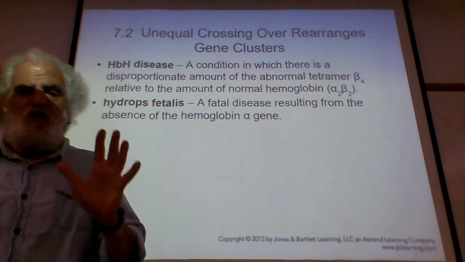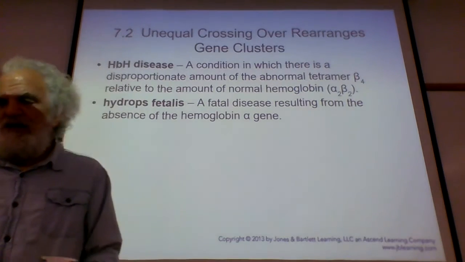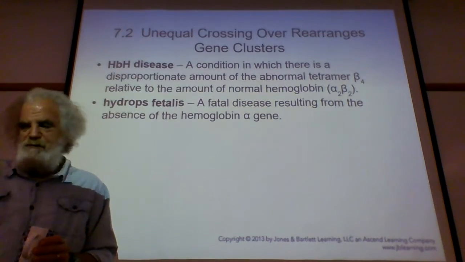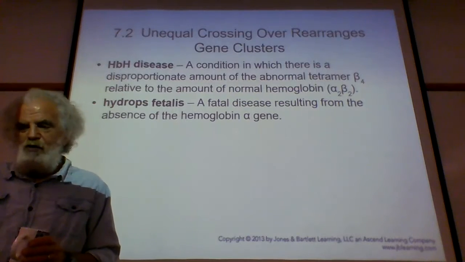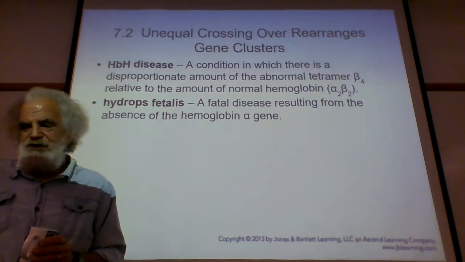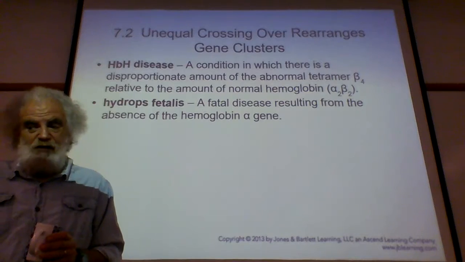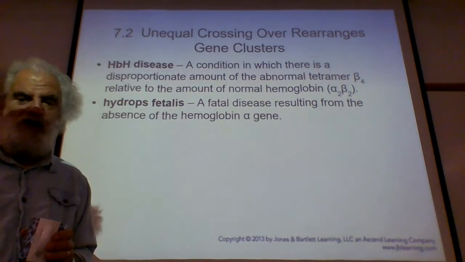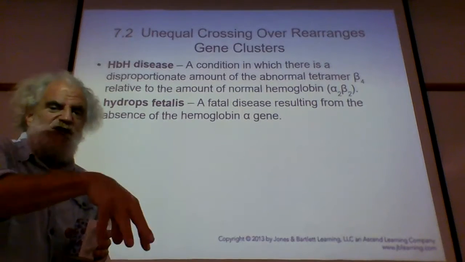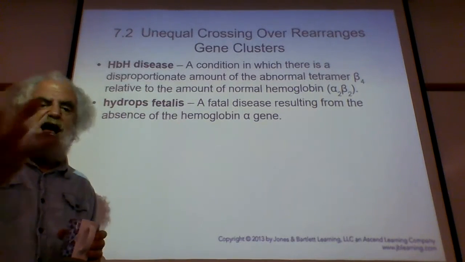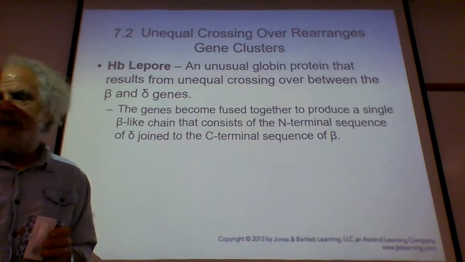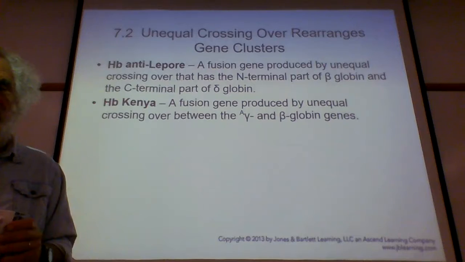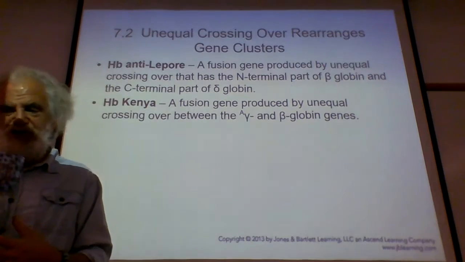And there's a range of different kinds of diseases, with a disproportionate amount of the beta-4 tetramer relative to the amount of the normal hemoglobin alpha-2 beta-2. Some of these things are actually fatal because you're missing the alpha gene. So thalassemias result because of the previous gene duplication events actually undergoing deletions. All right. There's even fusions of different globin genes and things as well.